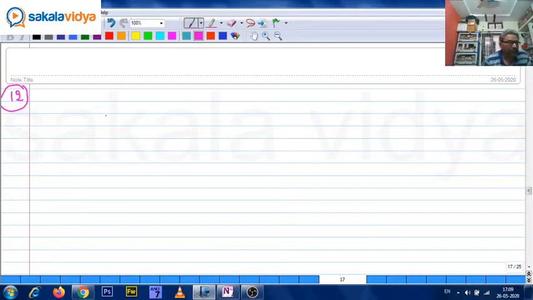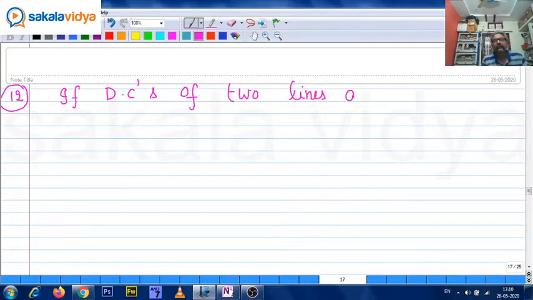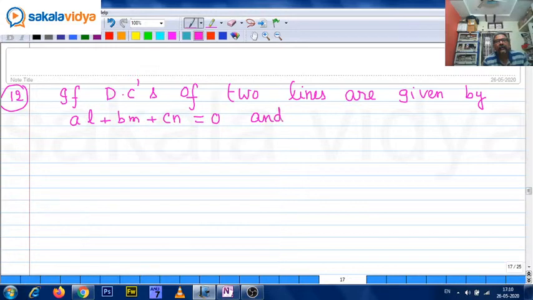So now the 12th one. The DCs of two lines are connected by, or given by, the relations AL plus BM plus CN equals 0, this is the same, but here it changes, and UL square plus VM square plus WN square equals 0. If they are perpendicular, the condition needs to be written.